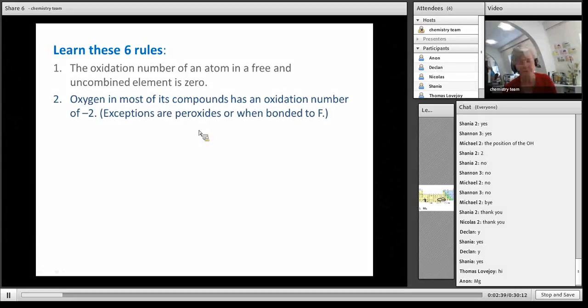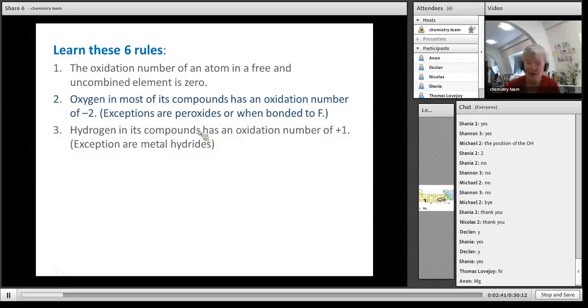Rule number 3, hydrogen. If it's not just by itself like H2, and if it's in a compound like H2O or HF or CH4, then it is always +1. And you don't learn the exceptions. I did say exceptions are metal hydrides, but at level 2, you don't come across those. So whenever you have hydrogen in a compound, it's +1.